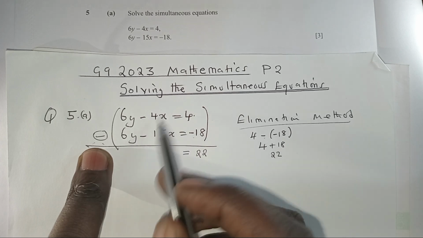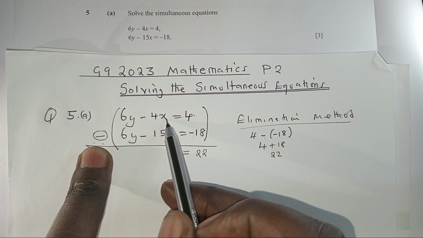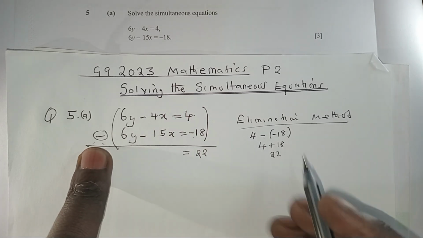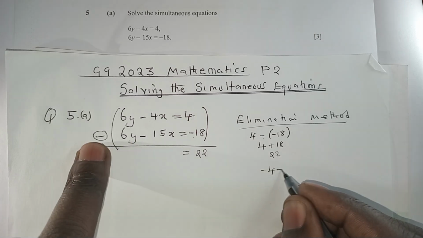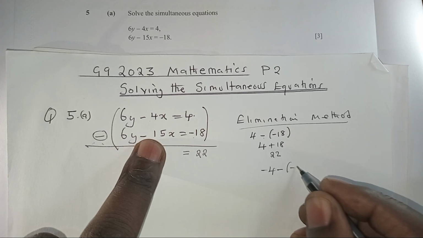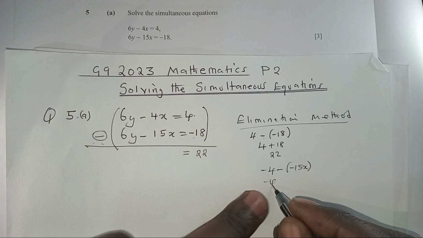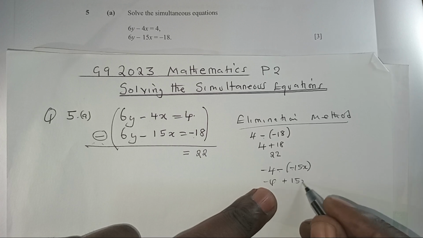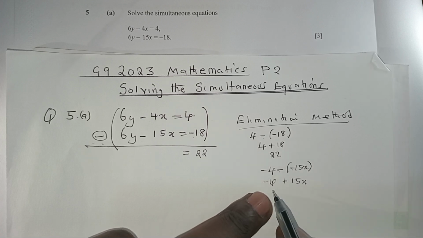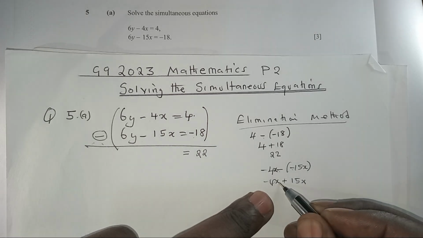We come to this side where we have the x variable. Again, it will be negative 4x minus negative 15x. Let me put it here as well: we have negative 4, then minus negative 15x. Negative 4 can be maintained, then negative times negative will give us positive 15 in this case. There is an x variable here, let's not forget.